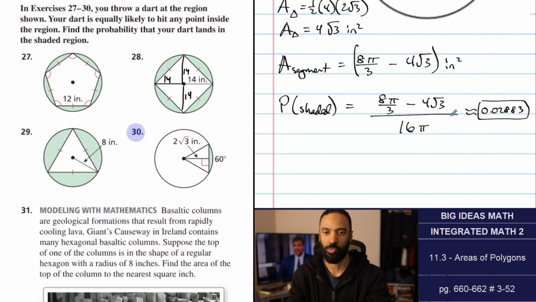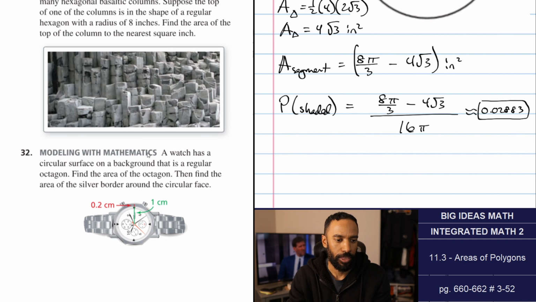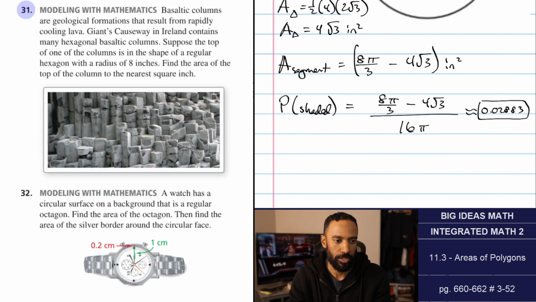0.02883. Around 3% is what we're looking at for that one, for probability. Okay, that's number 30. We still have quite a ways to go. I think we're going to number 52, right? So 31 and 32, we're going to be modeling with mathematics. Let's kind of get them in the shot.